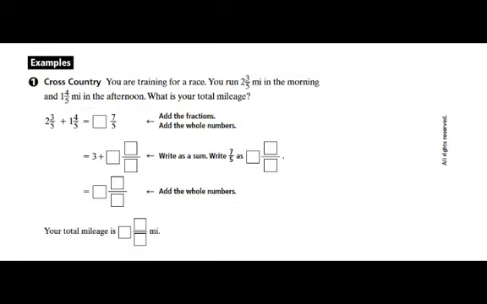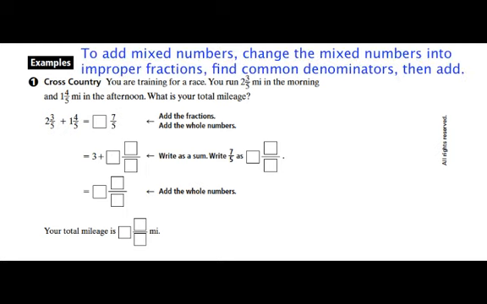When we add mixed numbers, I could teach you several ways, and you would have to choose the right way depending on the circumstances. Or I can teach you one way that works all the time. I'm going to choose that one way that works all the time. To add mixed numbers, you're going to change the mixed numbers into improper fractions, find common denominators, and then add.